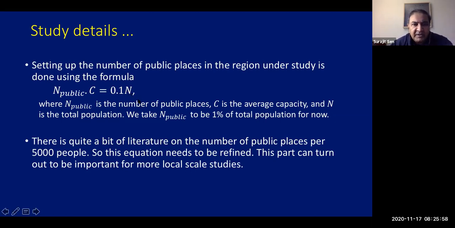But this particular detail actually will need to be changed as we now go through the refinement of the model, which we are doing now. There is quite a bit of literature on the number of public places per 5,000 people. So this equation needs to be fixed up a little bit. We are not wildly off, but we can be a lot more accurate. That's the main point.